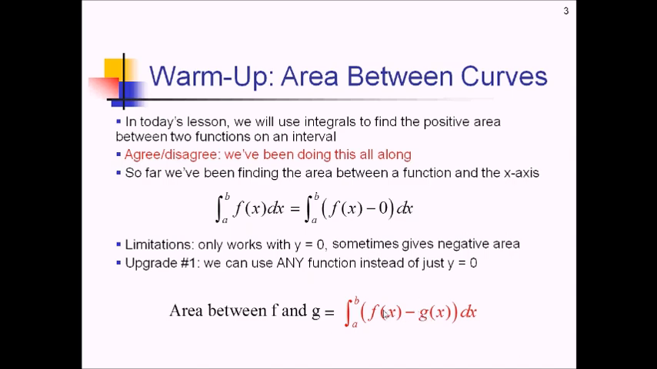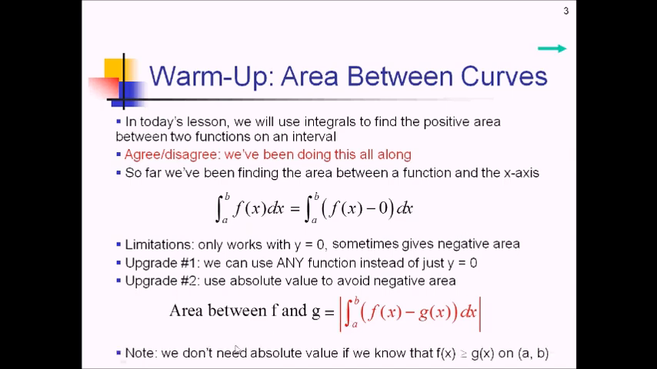What if f is below g? Then we still end up with negative area. So our other upgrade for this is we're going to use absolute value sometimes to avoid negative area. Now, one way to do that is by putting it around the whole integral. You also could put it inside the integral depending on whether or not you're able to use a calculator. Or you could just not include it at all.